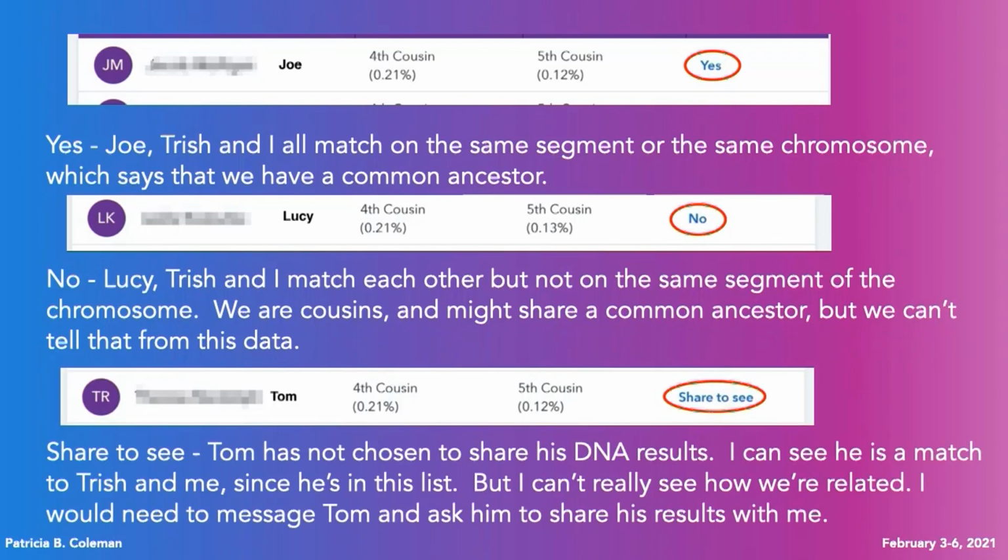And then I go on to Tom, and Tom, it says share to see. And what that tells me is that Tom has not chosen to share his DNA results. From him being in this list, I can tell that he matches both Trish and me, and that he's my fourth cousin and her fifth cousin. But that's about all I can tell. So if I really want to find out, then I can send Tom a message over 23andMe and ask him if he would please share his DNA results with me.